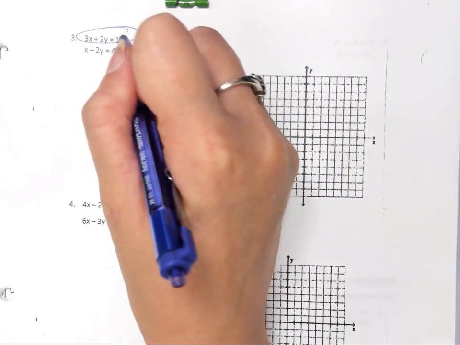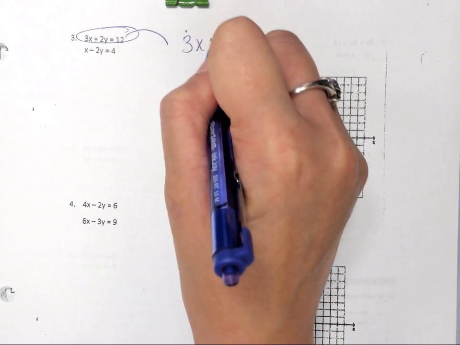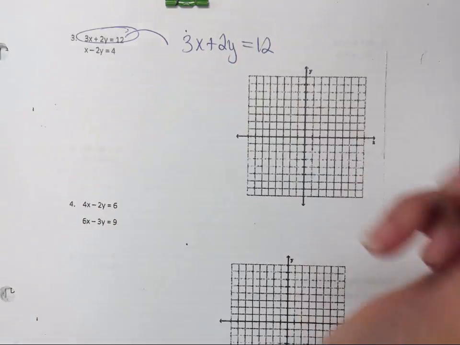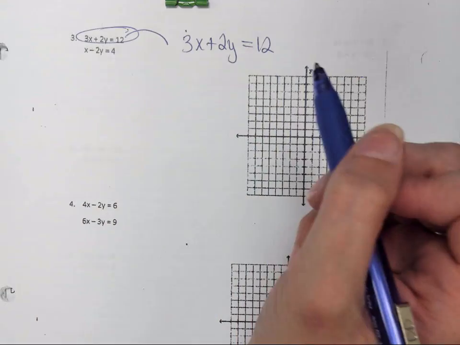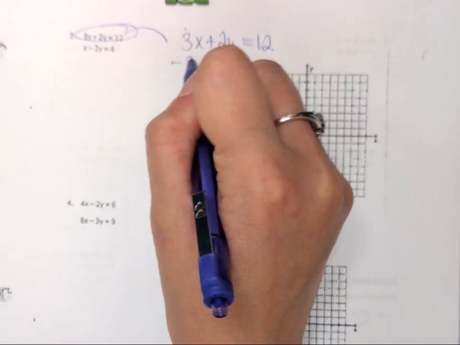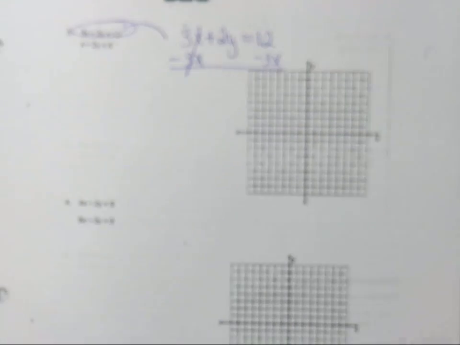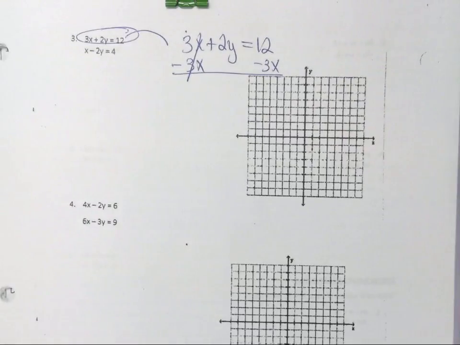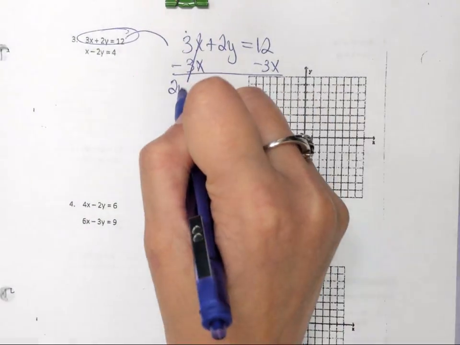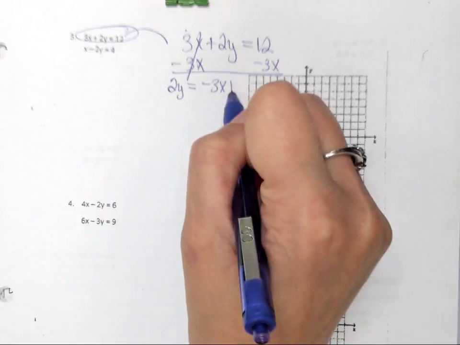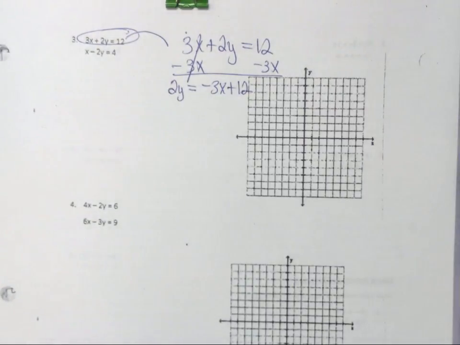Alright, so we gotta graph them, so it means we gotta solve for y. So Peyton, what did you do first to solve that top one for y? Perfect. Alright, so when I subtract 3x, I got 2y equals negative 3x plus 12. Alright, Hunter, what would I do from here?